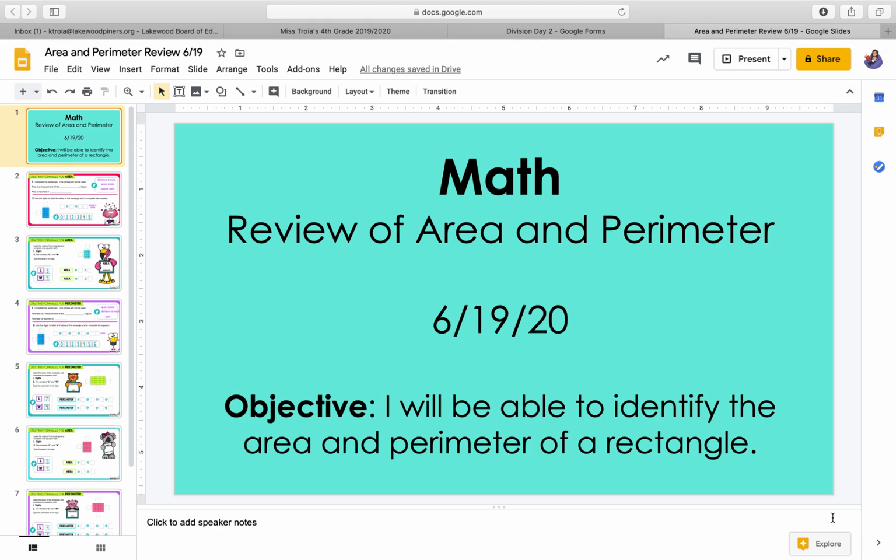Hi everyone, today is Friday, June 19th, and today we are reviewing area and perimeter of a rectangle. So your objective is students will be able to identify the area and perimeter of a rectangle.